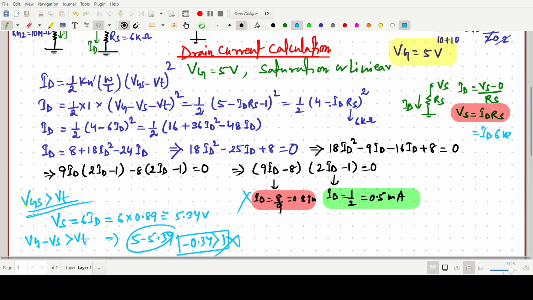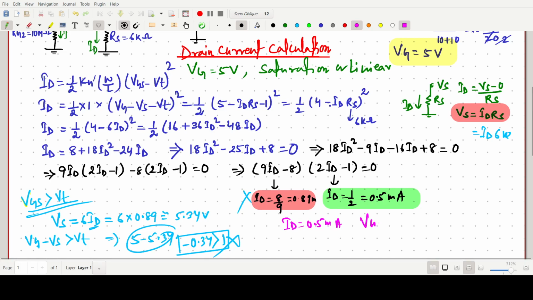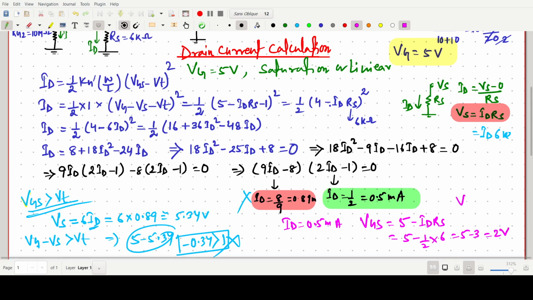VG is 5 volt and S is 5.3 volt by keeping this ID. If we take the ID value as 1 by 2, or 0.5 milliampere, VGS is 5 minus VS. VS means ID times RS. So 5 minus half into RS, which is 6, so 5 minus 3 should be 2 volt. So VGS is greater than VT, so this one is the correct one.